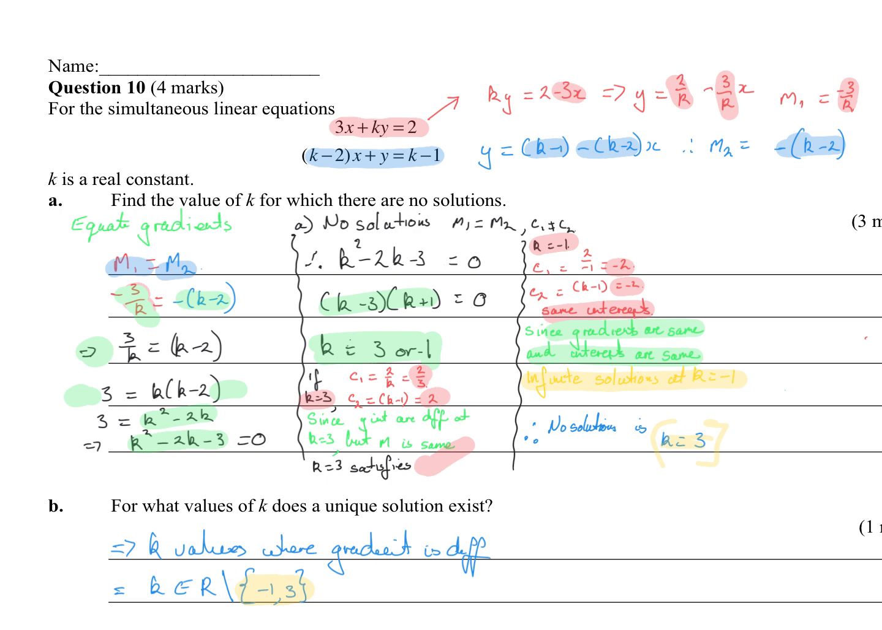Question 2. I've got a function there, 4 minus 2x, and I've been given the range, and I need to find the domain. So in blue here, I've drawn the function, 4 minus 2x, y-intercept of 4, negative gradient.